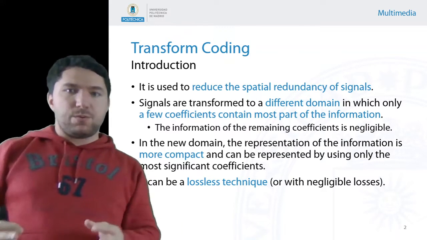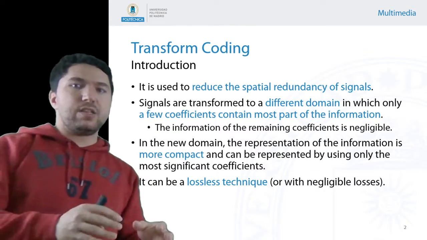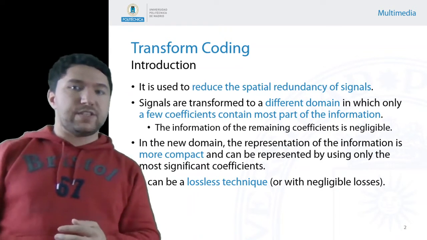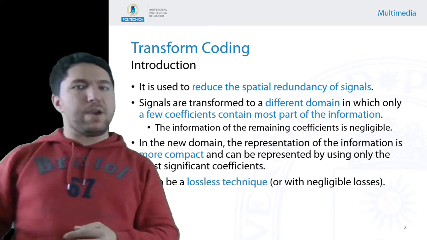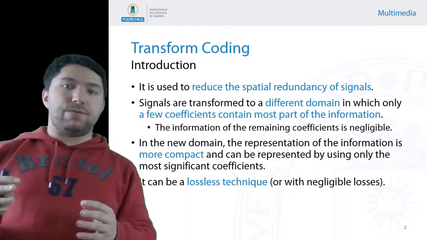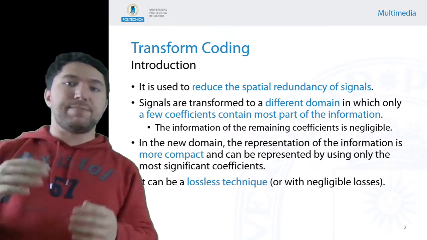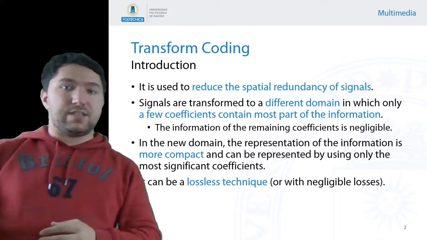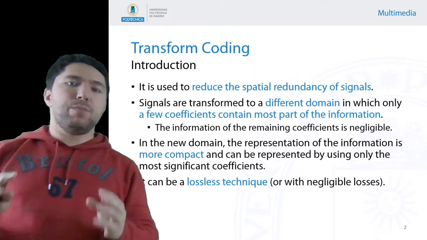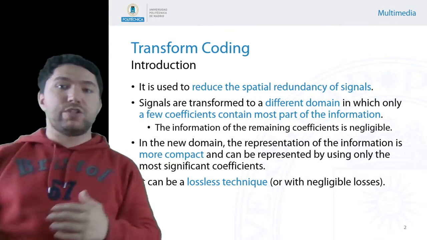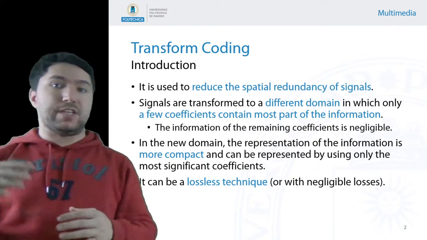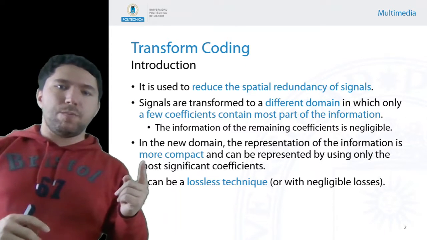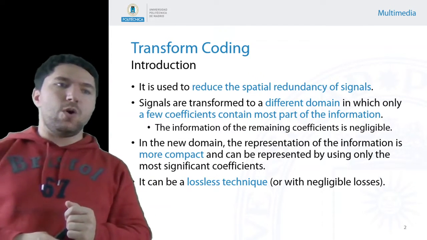With transform coding, we are going to transform the spatial domain into a frequency domain. In this frequency domain, only a few coefficients will contain most of the information in the picture. So instead of having, for instance, an 8x8 block, 8x8 pixels, which are 64 pixels, we will have most of the information maybe in 5 or 6 coefficients, 5 or 6 pixels. So in this case, we have a more compact representation of the information.